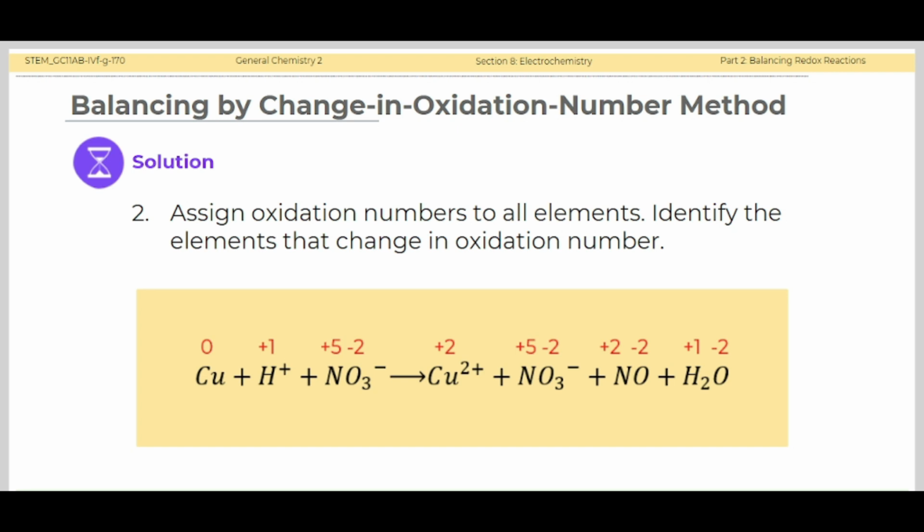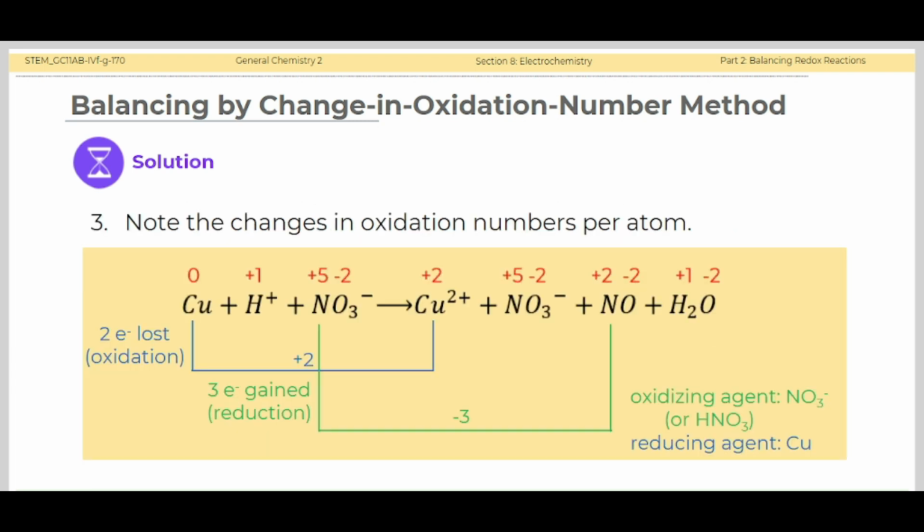We can convert this resulting ionic equation to the formula equation once you are done balancing. Number 2, assign oxidation numbers to all elements. Identify the elements that change in oxidation number. 3. Note the change in oxidation number per atom. Copper increases in oxidation number by 2, implying that 2 electrons are lost by the element in the reaction. Thus, copper metal undergoes oxidation in the reaction and it is the reducing agent. On the other hand, nitrogen in nitrate ion decreases in oxidation number by 3, which means that 3 electrons are gained by the element in the reaction. Therefore, nitrate ion or nitric acid undergoes reduction and it is the oxidizing agent.